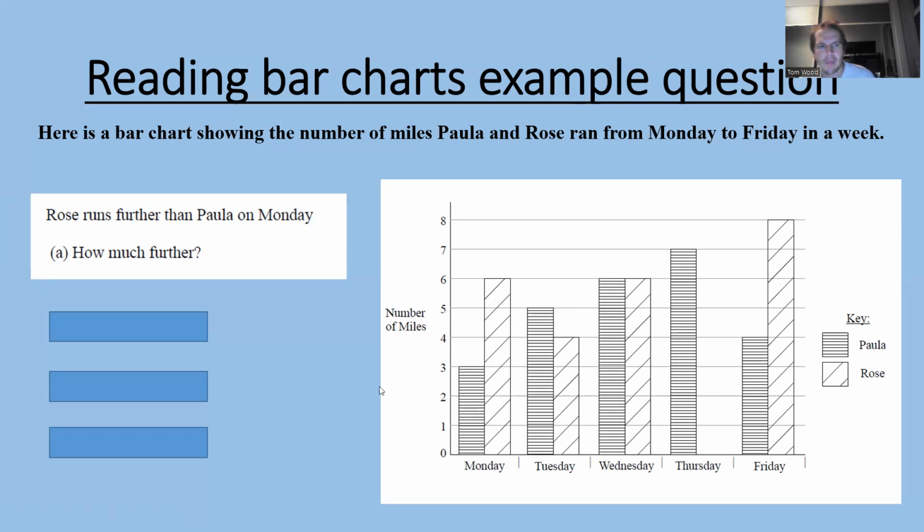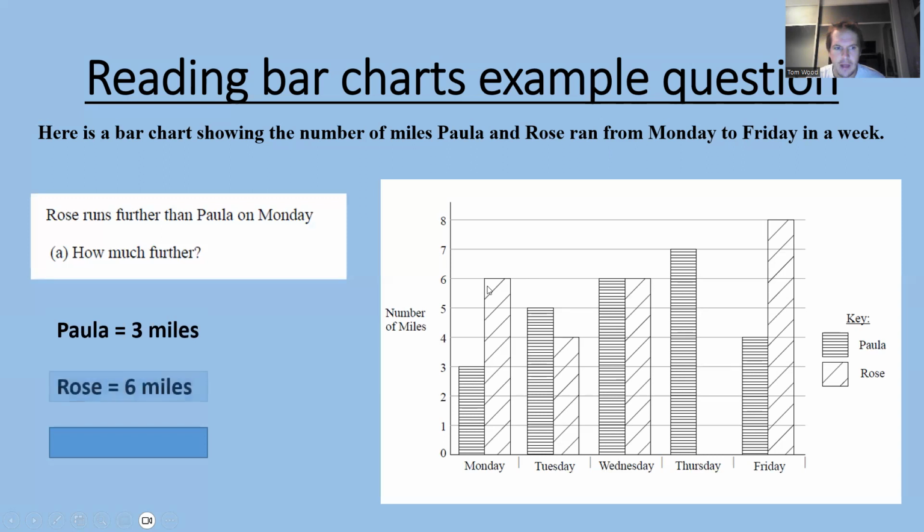Okay, so if we have a look at this, Rose runs further than Paula on Monday. How much further? Everyone that's popped your answer in, absolutely fantastic. First of all, we need to read the information off the graph. On Monday, there it is. Paula, that's the diagonal line, runs 6 miles, as we can see here. And Rose runs... Oh, sorry, no, I read it the wrong way around. My bad. So Rose runs 6 miles, Paula runs 3.